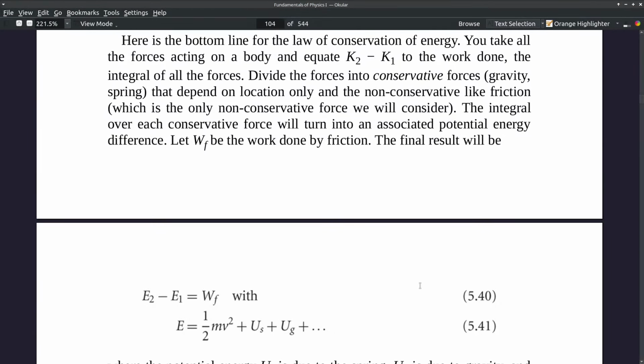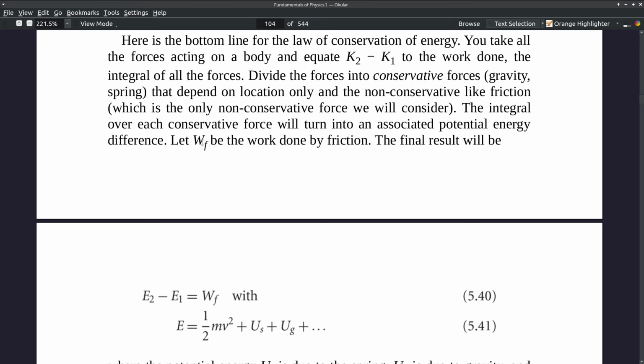You take all the forces acting on a body, and you equate k sub 2 minus k sub 1 to the work done, the integral of all the forces. Divide the forces into conservative forces, like a gravity force or a spring force, which depend only on the location, and the non-conservative, like friction, which is the only non-conservative force that we will consider. The integral over each conservative force will turn into an associated potential energy difference.